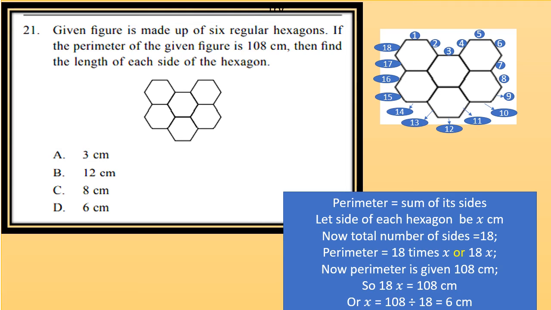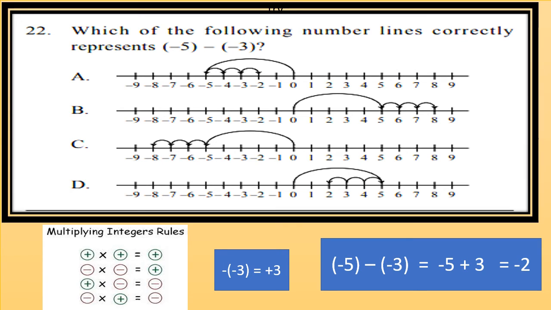Which of the following number lines correctly represents -5 minus -3? Now see the chart multiplying integer rules. When we multiply two positive integers, we get a positive integer. When we multiply two negative integers, we get a positive integer. And when we multiply a positive and a negative integer, we get a negative integer.